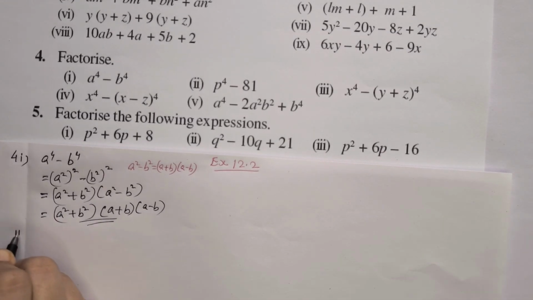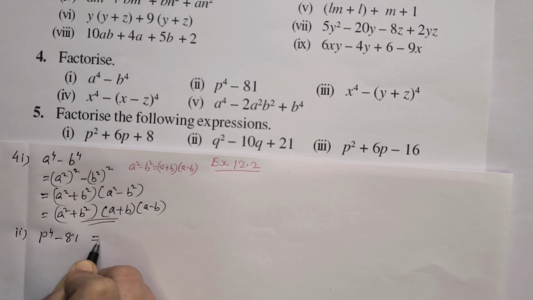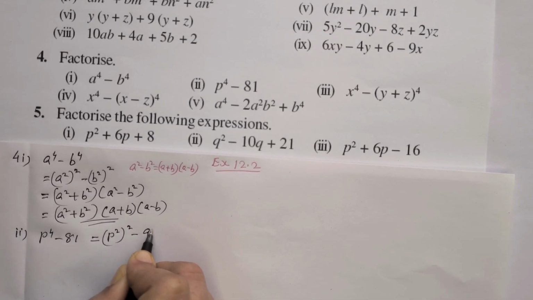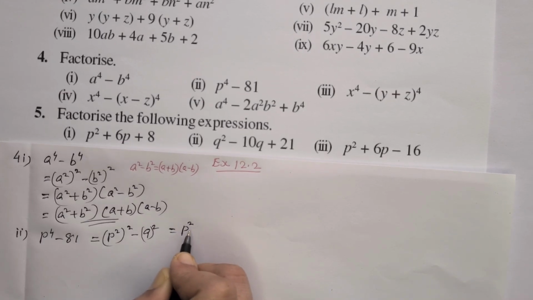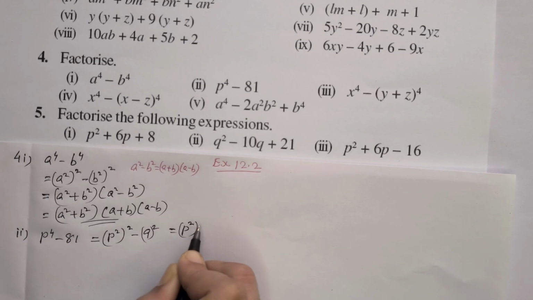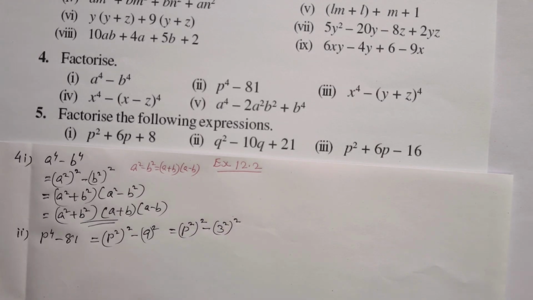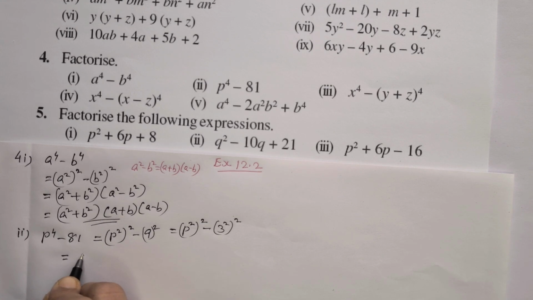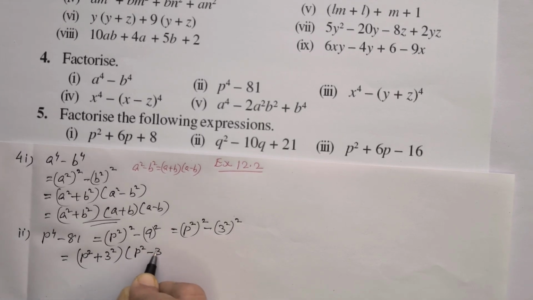Now the second one, p raised to 4 minus 81. This also we can write the same way, p square the whole square minus 9 square. That is same as p square the whole square minus 3 square the whole square. Same as the previous question, which is equal to first a square minus b square, which means a plus b into a minus b. P square plus 3 square, then p square minus 3 square.